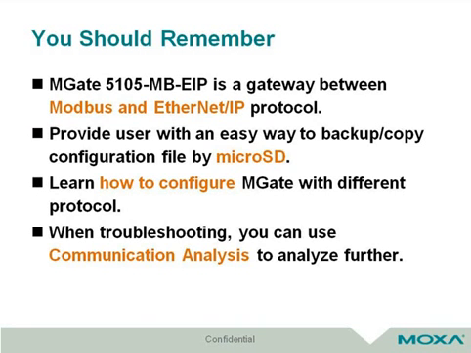This is my last slide. Let me recap the points of the course. The first, MGate 5105-MB EIP is a gateway between Modbus and Ethernet IP protocol. Second, it provides users an easy way to back up or copy configuration files by microSD. Third, learn how to configure MGate with different protocols. The last one, when troubleshooting, you can use communication analysis to analyze it further.